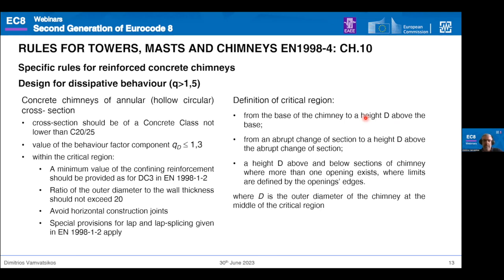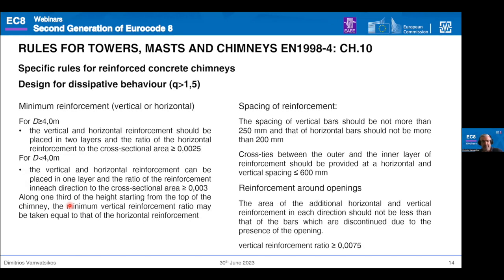You should be careful with it. In general, there's a bunch of minima that you need to make sure of, for example, no horizontal construction joints, ratio of outer diameter to wall thickness, which should not exceed 20. Essentially, you need to make your structure robust enough. So whenever there is a change in the homogeneity and uniformity along the height, and there is a criticality there, and of course at the base, because that's where you get expected trouble, you should make sure that this is adequately protected.